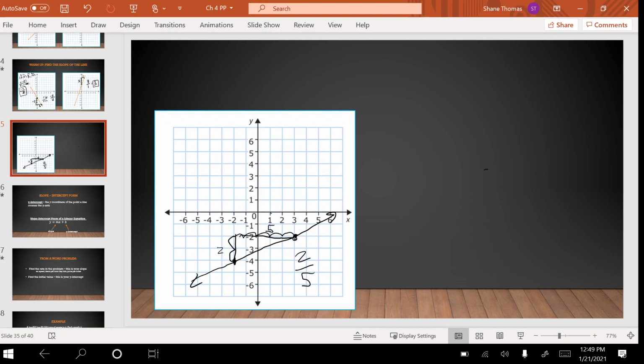What if you don't have a picture? So I said, if you don't have a picture, you have to do it that way. If you have a picture, you can do it with the formula, or you can do it with the counting method, either one. Either one's perfectly fine. Okay, let's do another one.